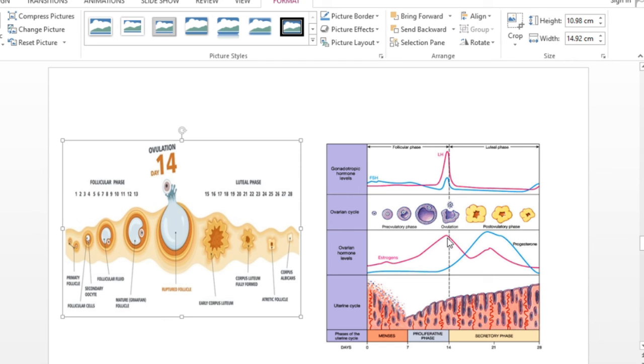After the ovulatory phase is the luteal phase. During the luteal phase, which hormone is at its peak? The progesterone is at its peak. This progesterone is produced by the corpus luteum. Corpus luteum, you can see in this picture, is nothing but the remains of the follicle after the release of ovum.